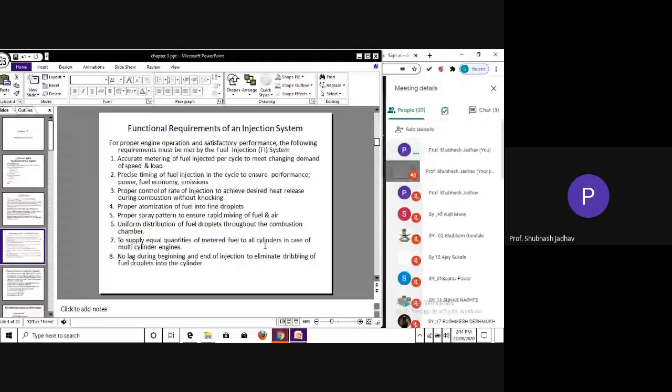Those who have understood can mark their attendance in the chat box and leave, and others can remain over there and ask doubts regarding whatever we have discussed today.